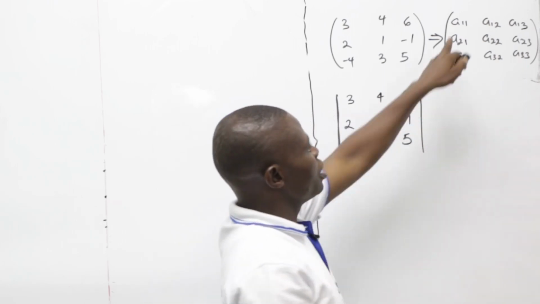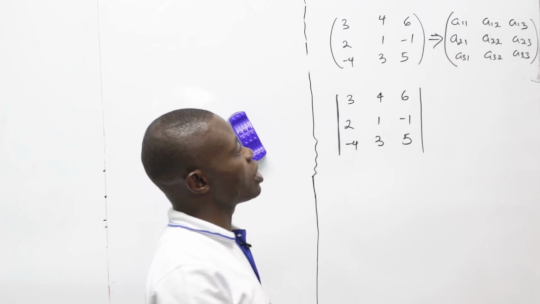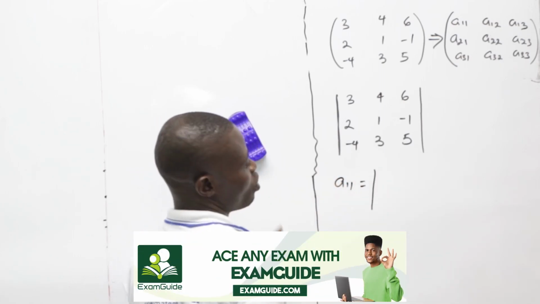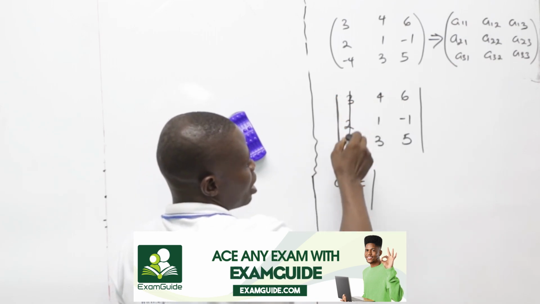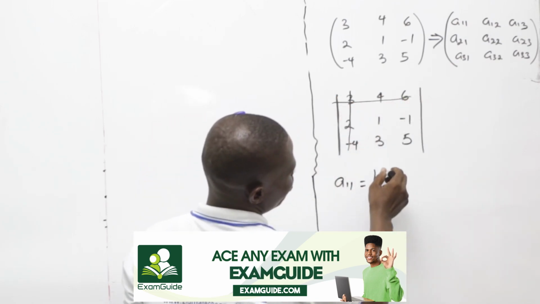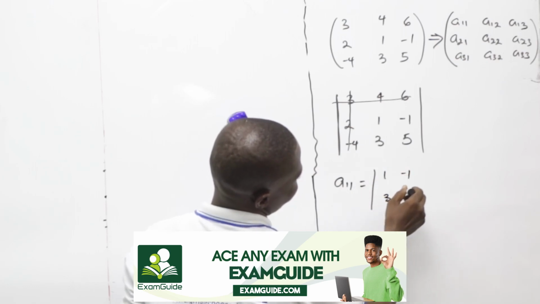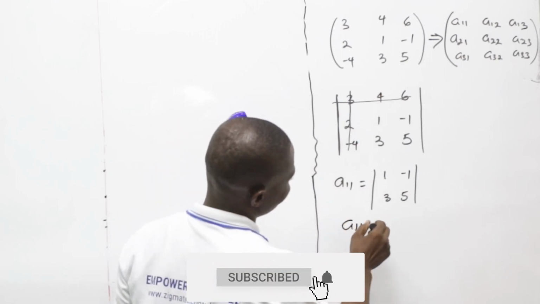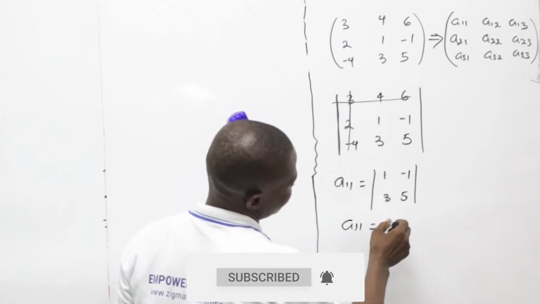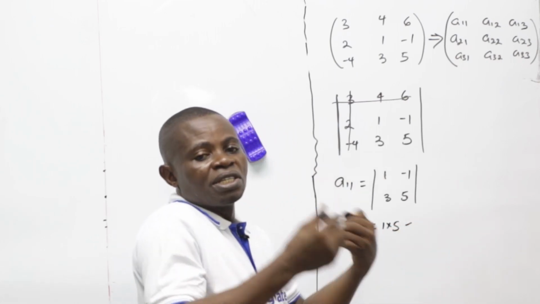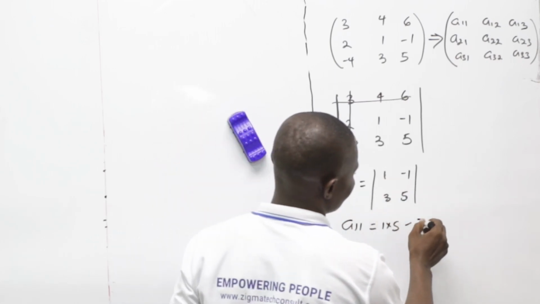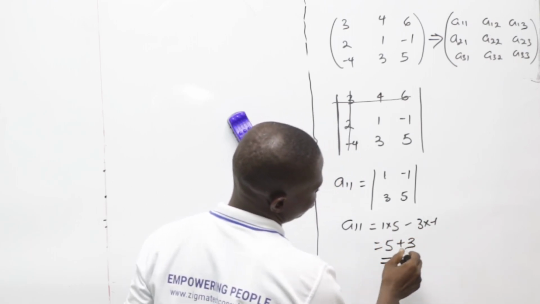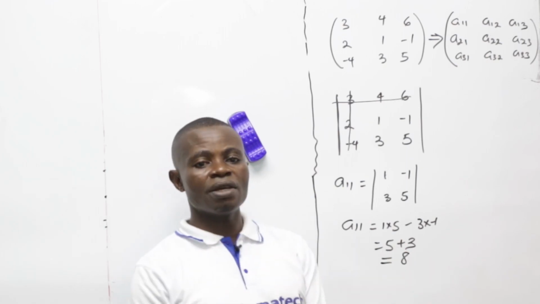Looking at the symbols you have, the first one is A11. If I say A11 equals who? See it here. Watch me very well. A11, cancel here, cancel here. What do you have? 1, minus 1, 3, 5. That's all. So A11 equals this times this, 1 times 5, minus, the general formula for a determinant, 3 times minus 1. They give us 5 plus 3 equals 8. So A11 is 8.